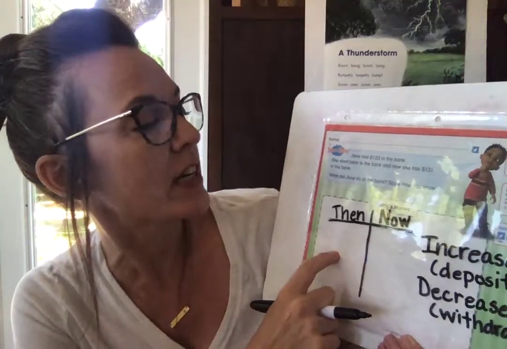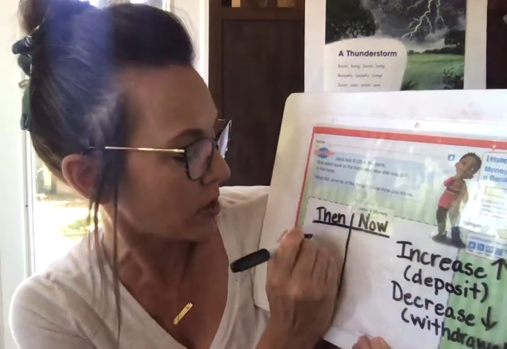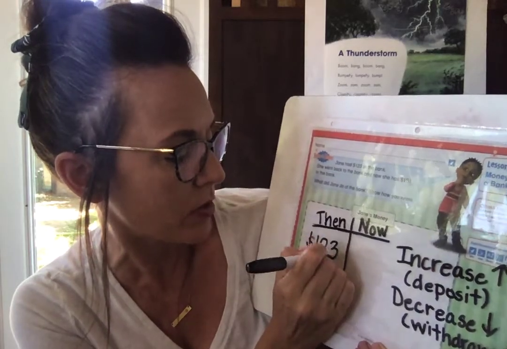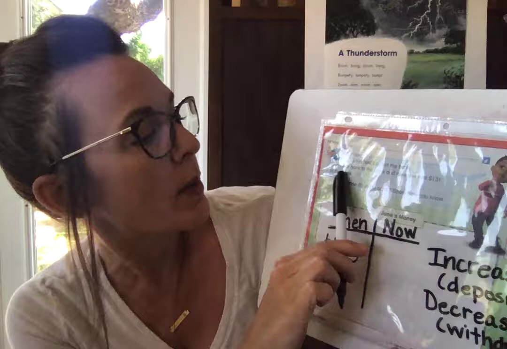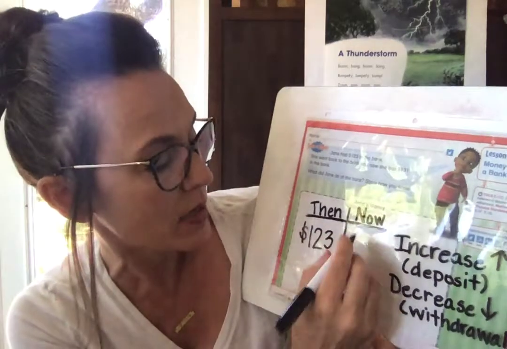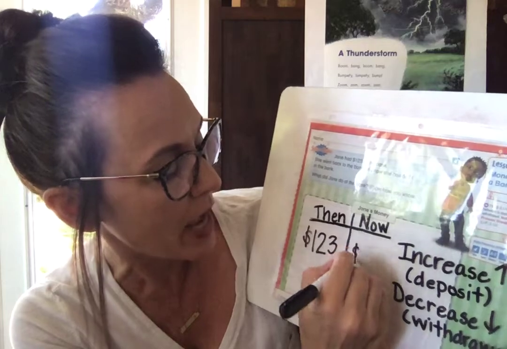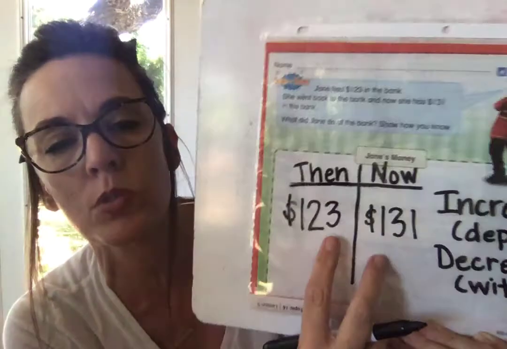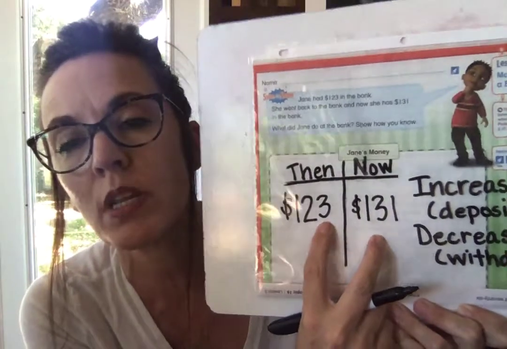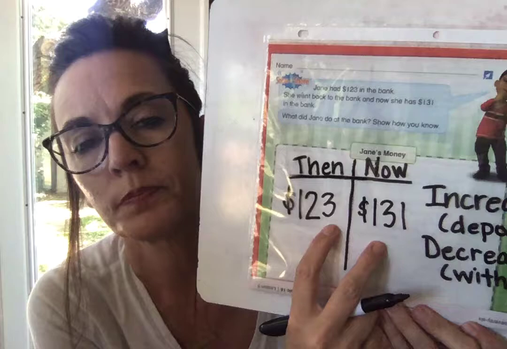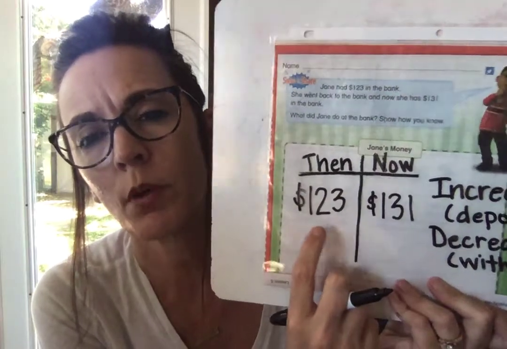Jane had $123 in the bank. So I'm going to record that under then. $123. She went back to the bank and now she has $131 in the bank. So I'm going to put that one under now. Now she has $131 in the bank. So I want you to look at those two amounts. $123 and $131.